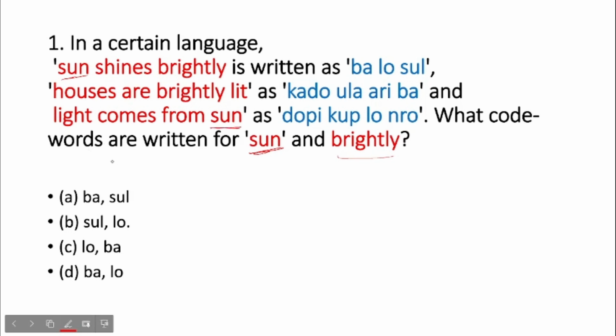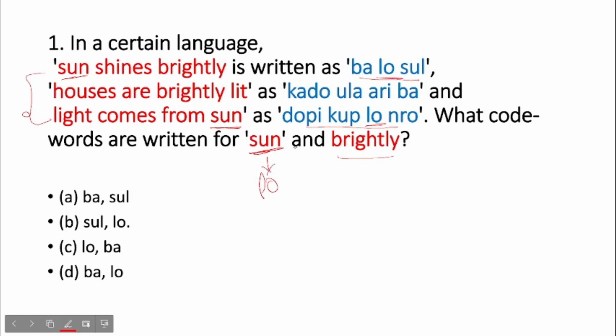So we have to check whether any other words are common in these two statements. Sun shines brightly, light comes from sun. No other words are common. So if we find a common word in both the coded statements, the common word would be the code word for sun. So LO would be the code word for sun.